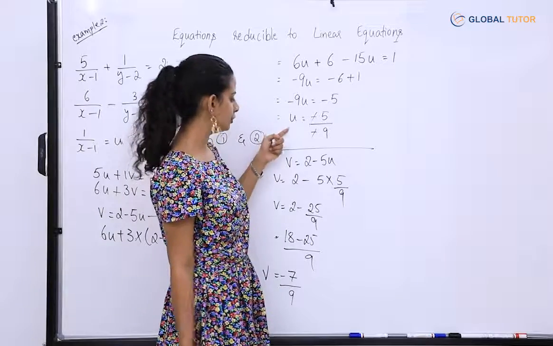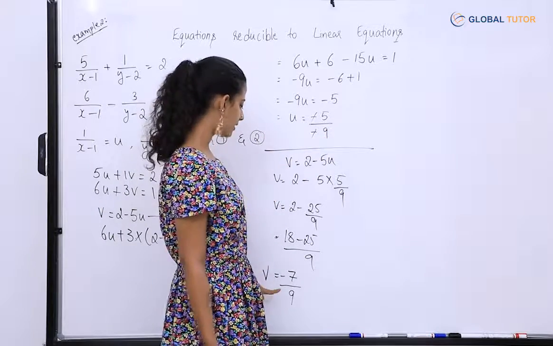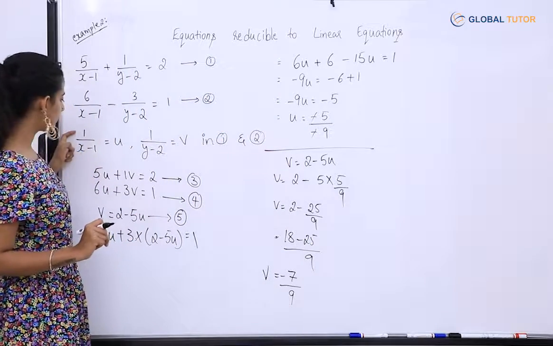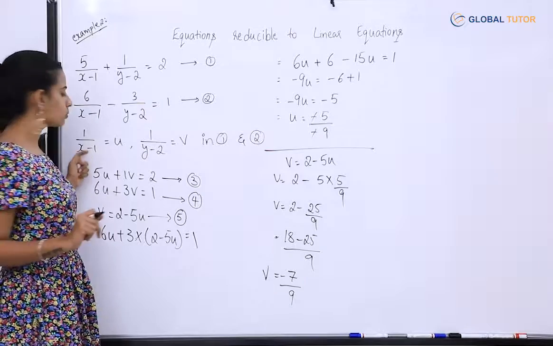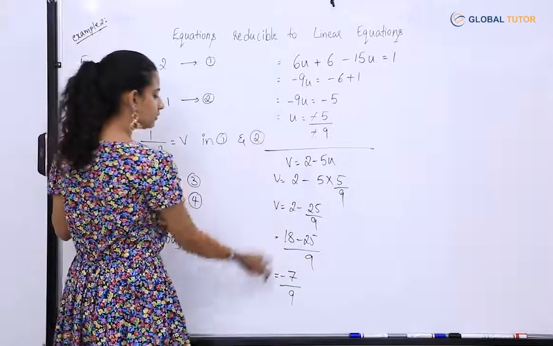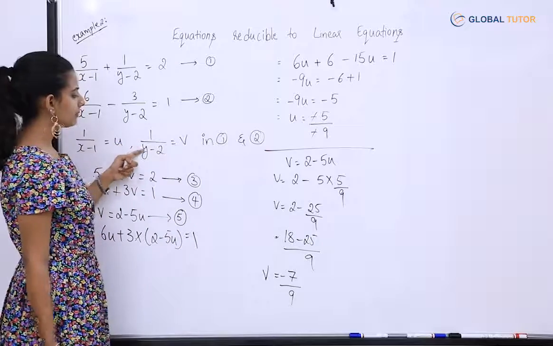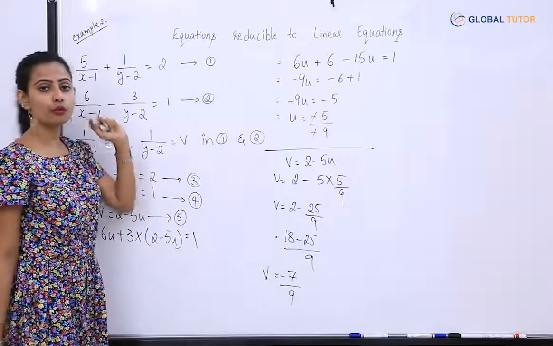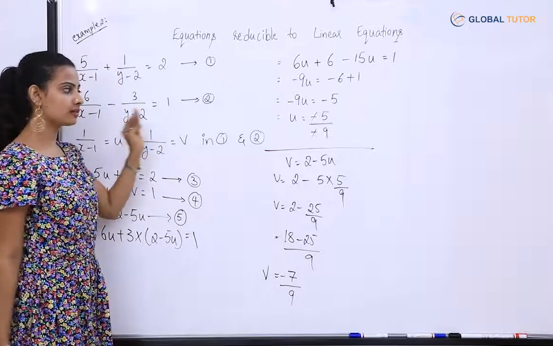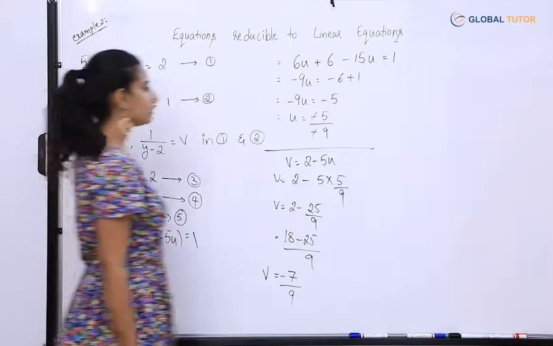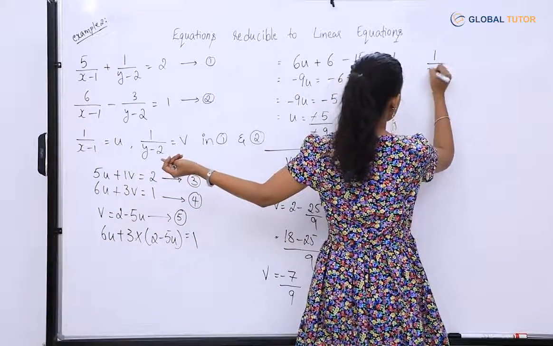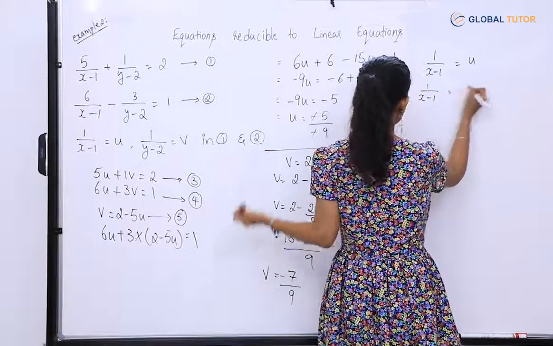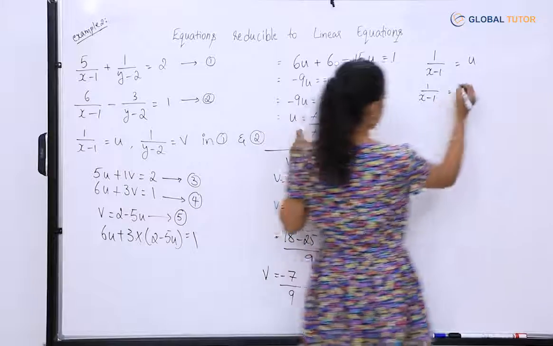We have the values of u and v, which are 5 by 9 and minus 7 by 9 respectively. Now what do we do? We replace it here because we wrote 1 divided by x minus 1 as u, and we have the value of u. And 1 divided by y minus 2 is v, and we have the value of v. Because we got the question in the form of x and y, we have to write the answer also in the form of x and y. So 1 divided by x minus 1 is equal to u, which is 5 by 9.